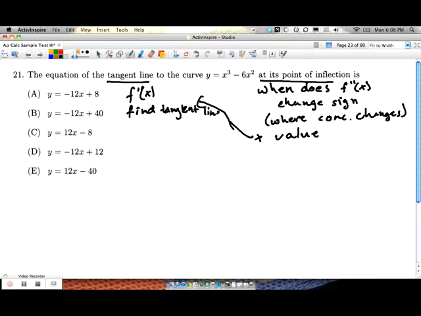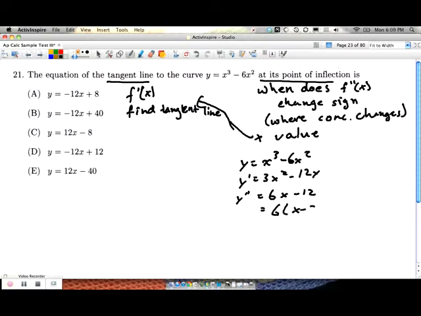All right, so let's do that. We have y equals x cubed minus 6x squared. That means that y prime is going to be 3x squared minus 12x. And if I take the derivative again, y double prime is going to be 6x minus 12. If I were to factor that, I'd have 6 times x minus 2. So the only time that this could change sign is at x equals 2.